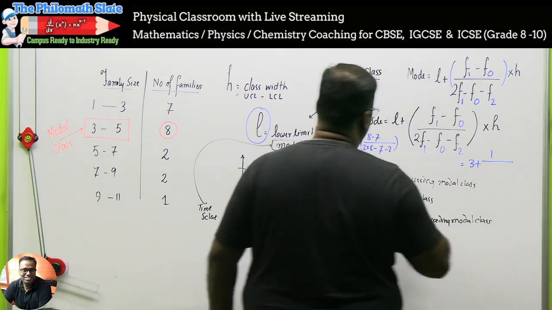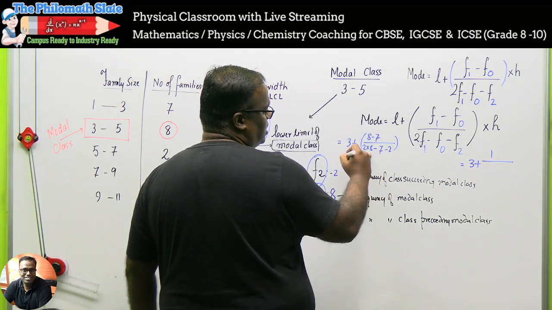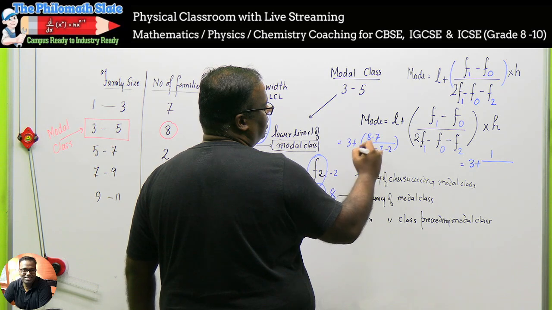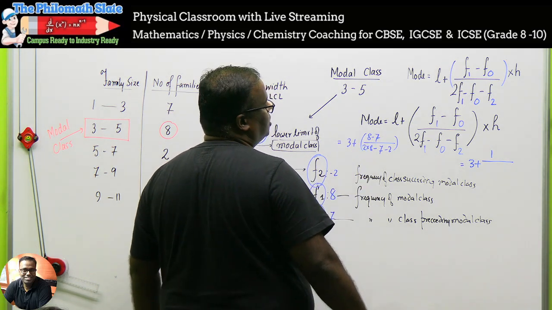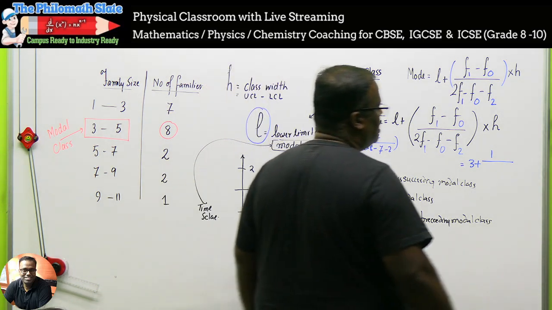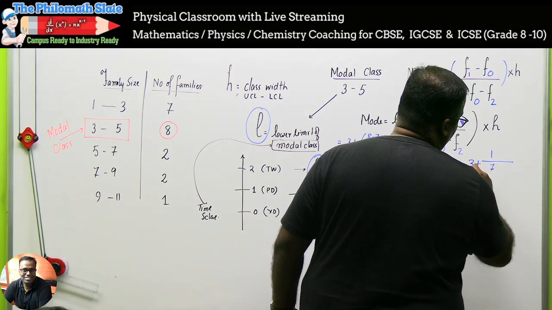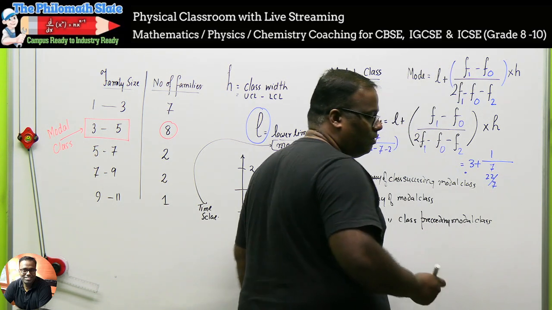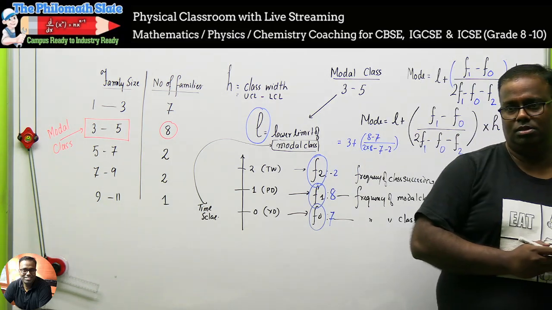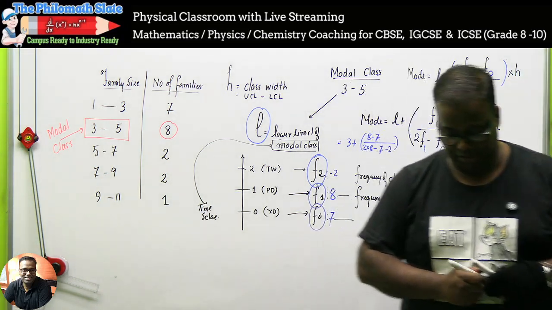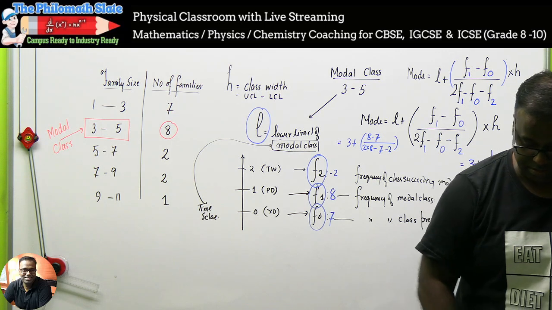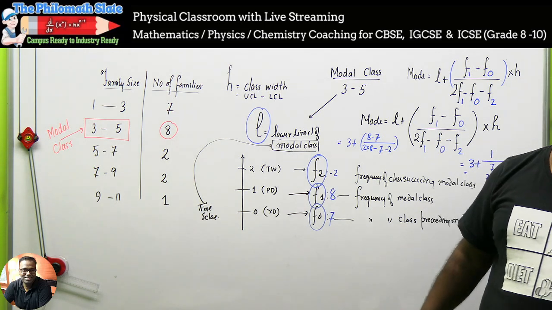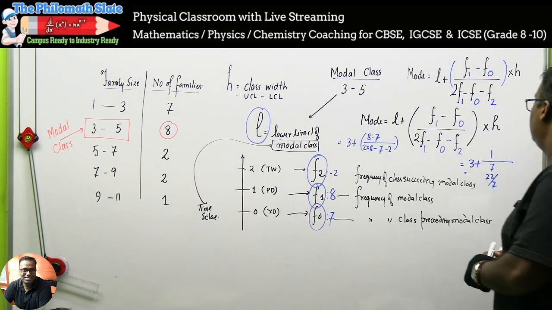1. 2 eights are 16. 16 minus how much? 9. 16 minus 9 is 7. So this becomes 7 3s are 21. 22 by 7, solve 20 by 7, 3.1 or whatever comes is your answer. So 3.2, or 20, yes 23.